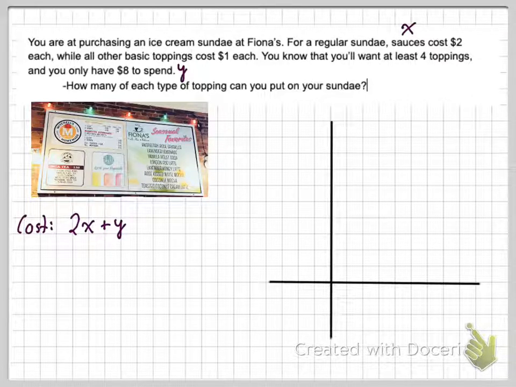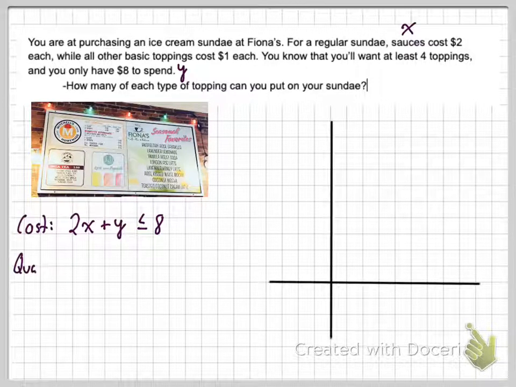No matter how much we're getting of either one of those or any combination of that, the overall cost needs to be less than or equal to $8, since that's my budget. I can spend exactly $8 and I could spend less than $8. I just can't go over it. So that's the inequality that I want to use.